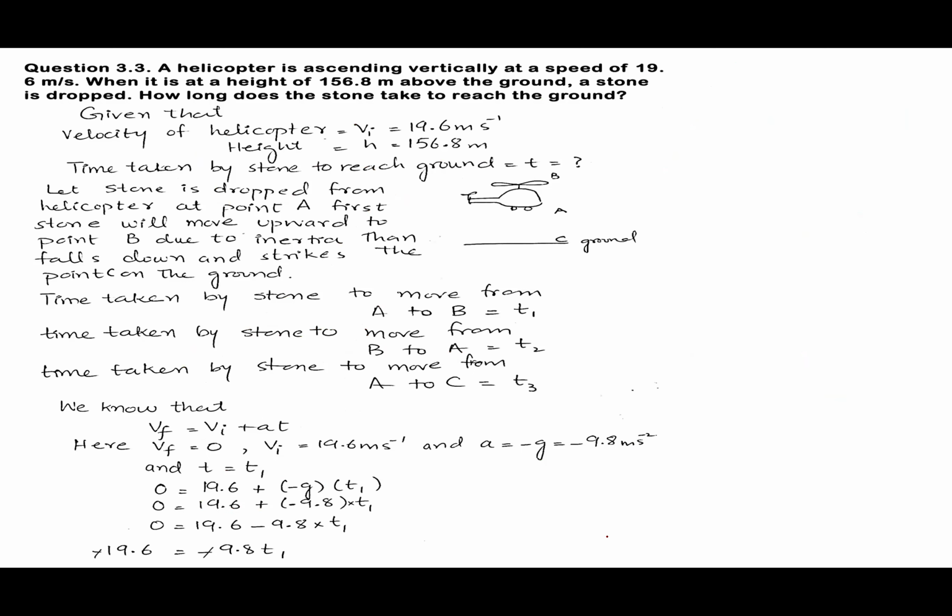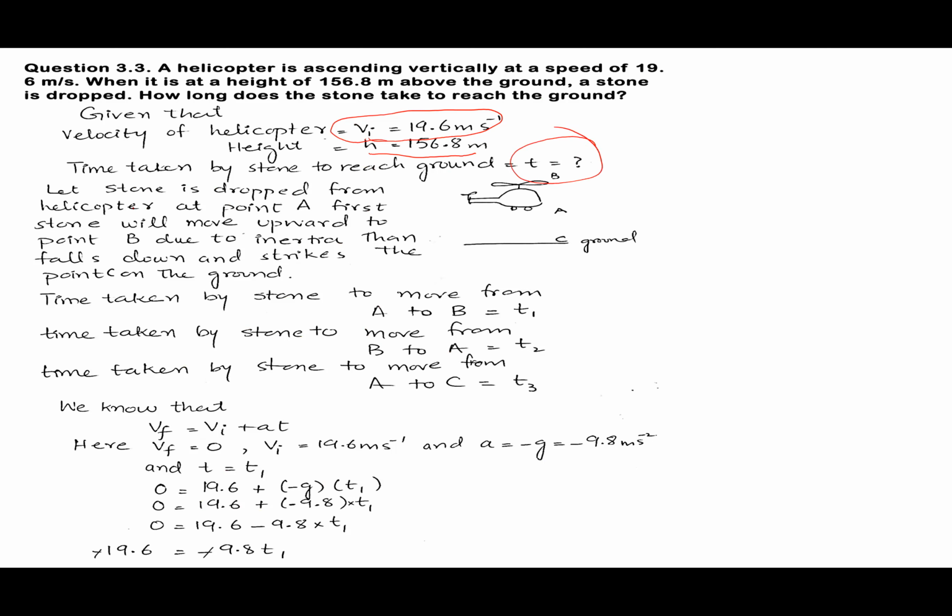Now, a helicopter is ascending vertically at a speed of 19.6 meter per second. So this is the initial velocity. Height is 156.8 meter above the ground. A stone is dropped. How long does the stone take to reach the ground? So the time taken by the stone to reach the ground, this is what we have to calculate.